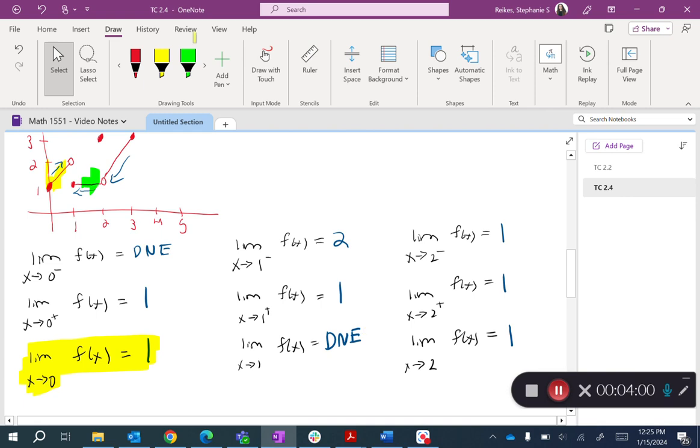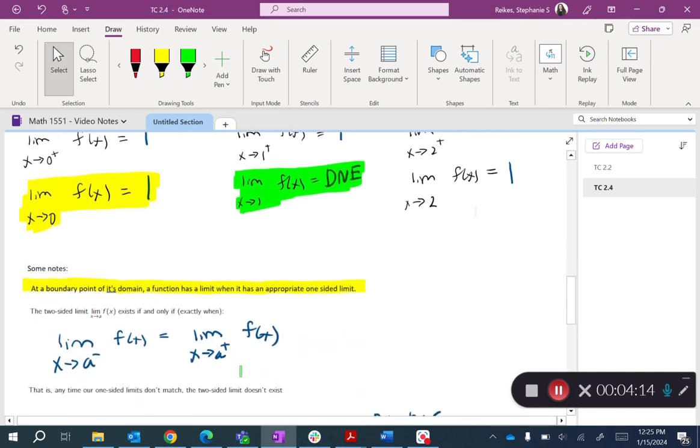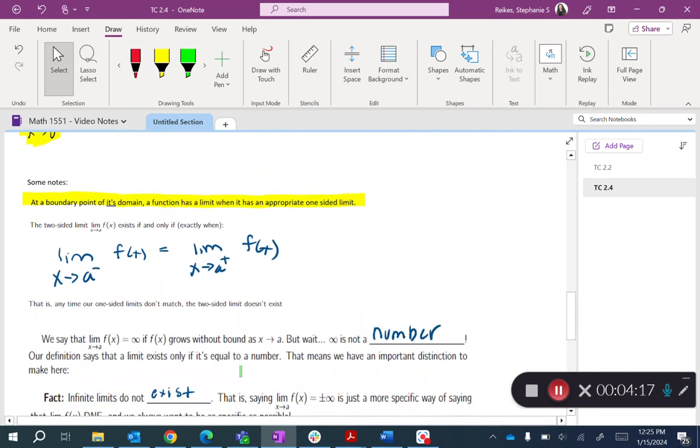All right, the second thing I might have breezed over just a bit is this one right here. The limit as x approaches 1 of f of x, we said does not exist, all right? And there's a reason for that. And I have the following definition.